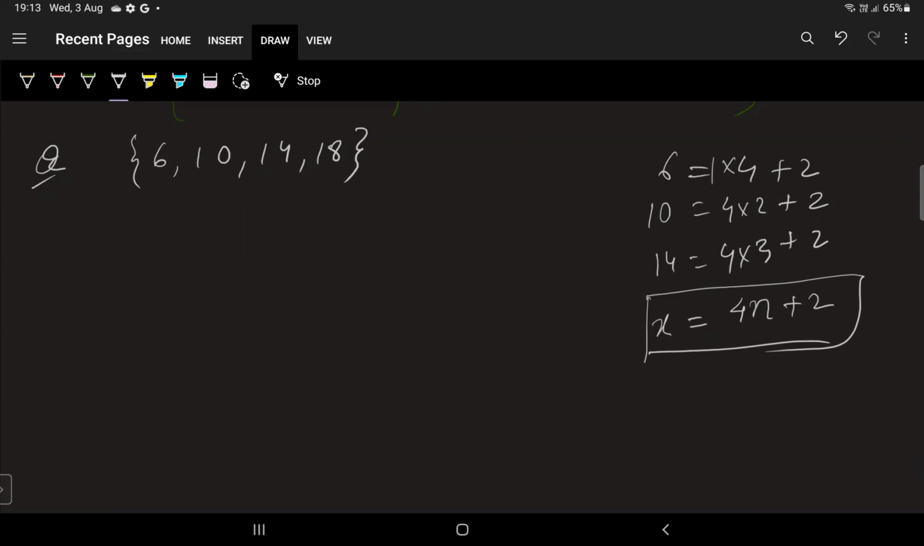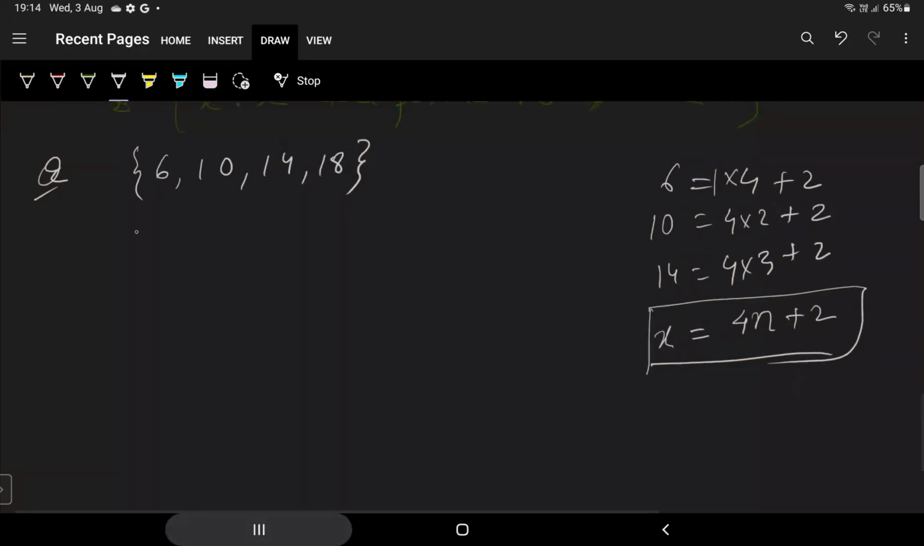n is equal to 1. What do you get? 6. n is equal to 2. What do you get? 10. n is equal to 3. What do you get? 14. n is equal to 4. What do you get? 18. That means first you can write it inside set builder form.